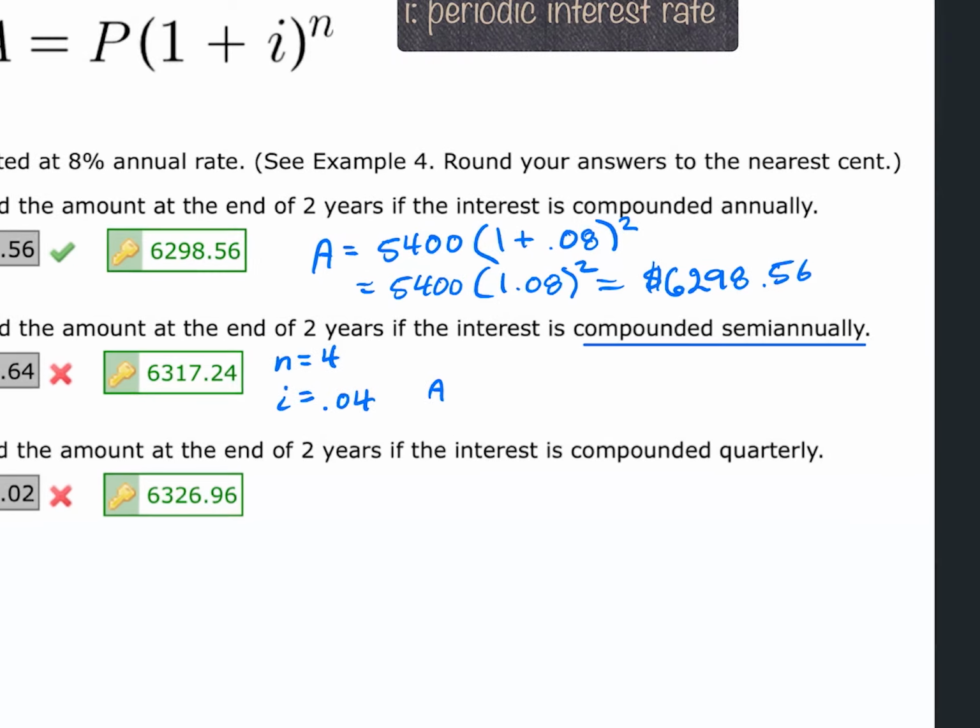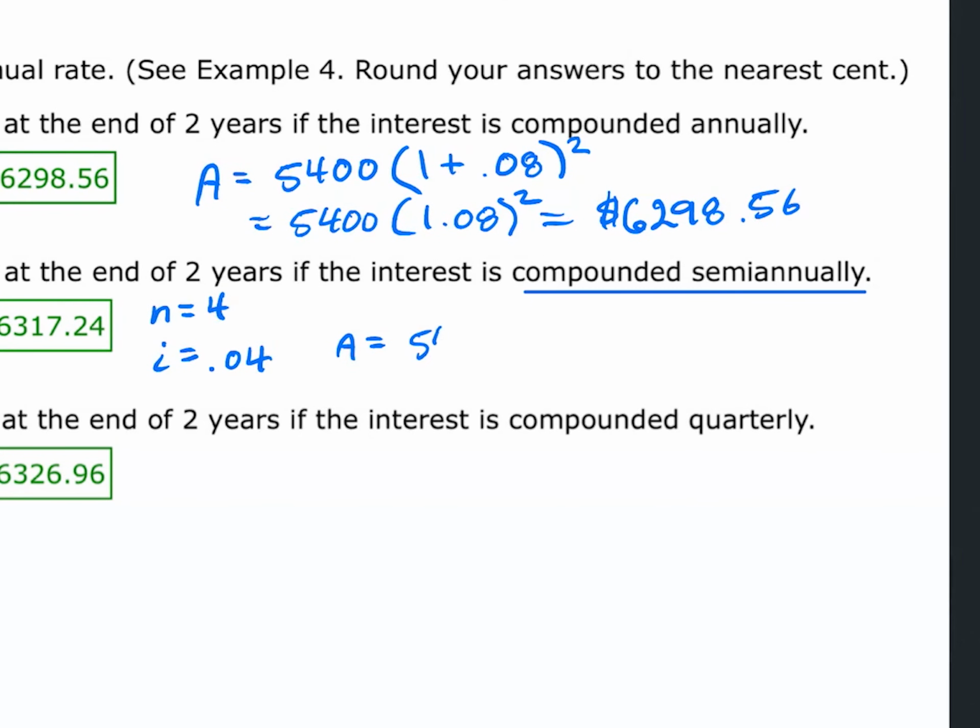So our equation is going to be A equals 5,400 times 1 plus I, which is 0.04, to the 4th power. This gives us 5,400 times 1.04 to the 4th power, which yields the correct answer, $6,317.24.